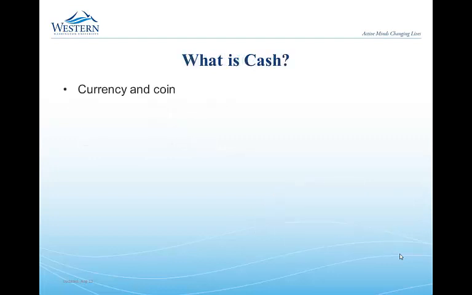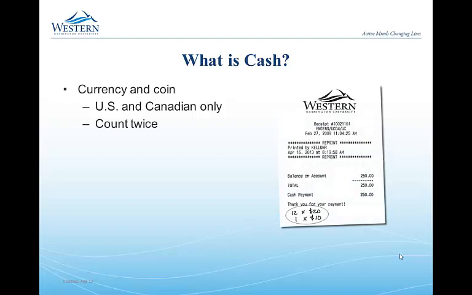Now let's talk about the different forms of cash and what to look for when you receive them. Western accepts U.S. and Canadian currency and coin. We do not accept any other international money. All currency and coin should be counted twice, once with the customer in front of you so they can see you count it, and then one more time before you place it in your drawer. It's also good practice to note on the transaction receipt the cash received and given out. This can be helpful in finding outages.